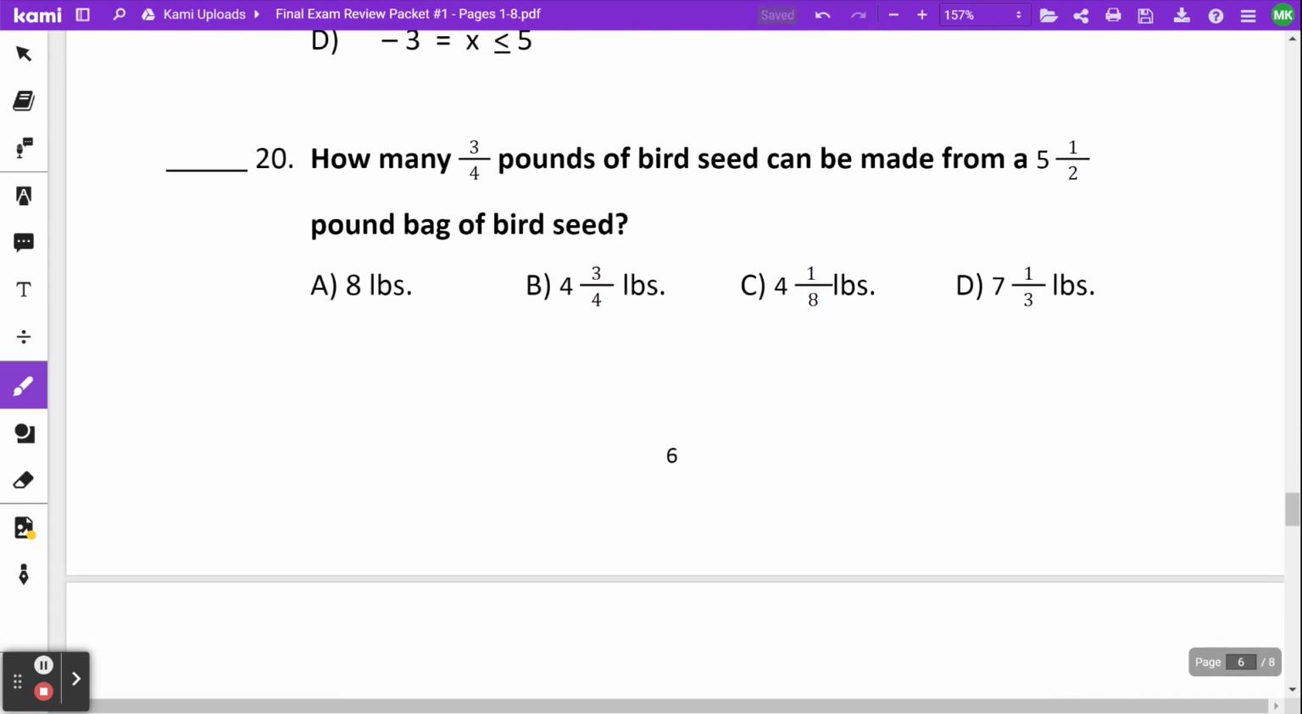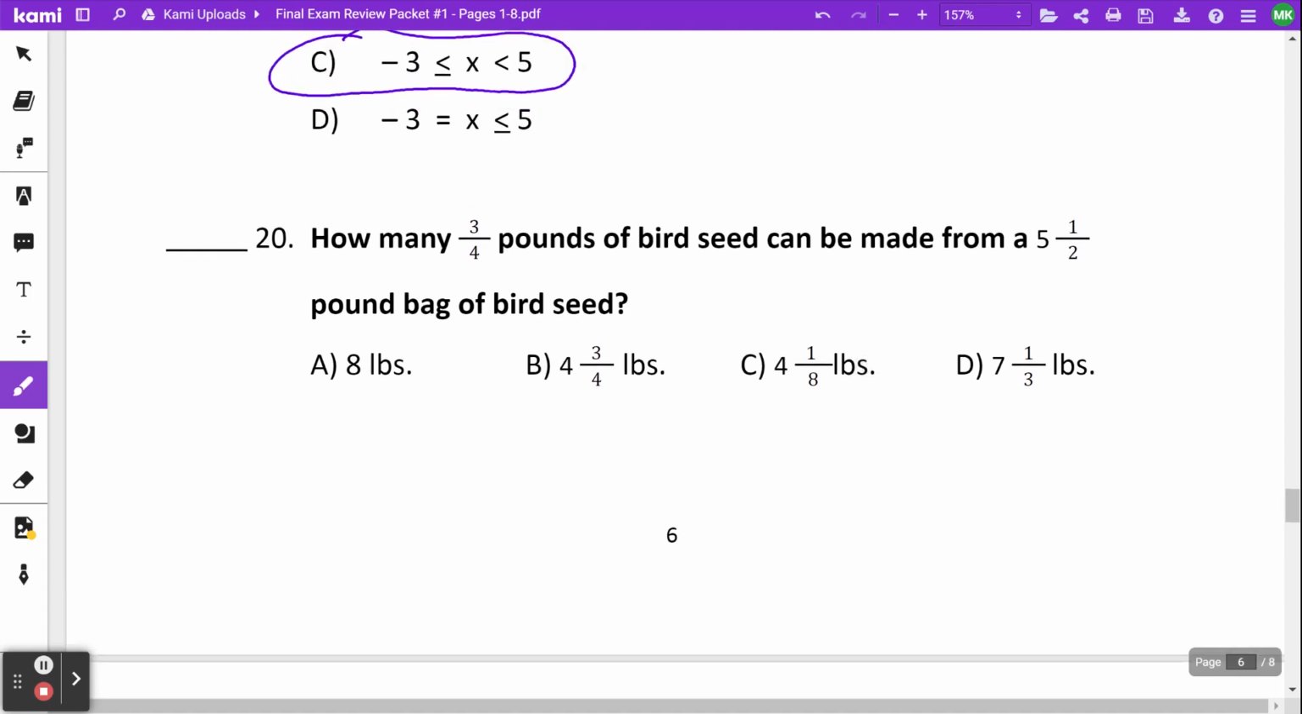Okay, next. 3/4 pound of bird feed can be made from 5.5 pound of bird seed. Let's see. So I want 3/4 pound made from 5.5. If you're starting with 5.5, you're asking, hey, how many 3/4 pounds are actually in this? So that's a division problem, right? How many 3/4 are actually in that?